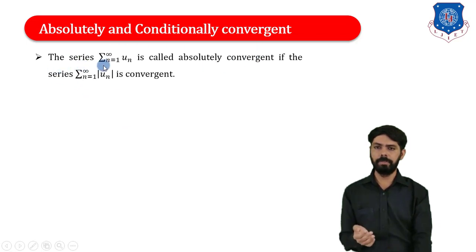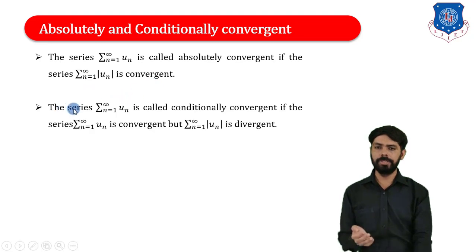The series sigma n equal to 1 to infinity un is called absolutely convergent if the series sigma n equal to 1 to infinity modulus of un is convergent. And the series sigma n equal to 1 to infinity un is called conditionally convergent if the series sigma un is convergent, but sigma n equal to 1 to infinity modulus of un is divergent.